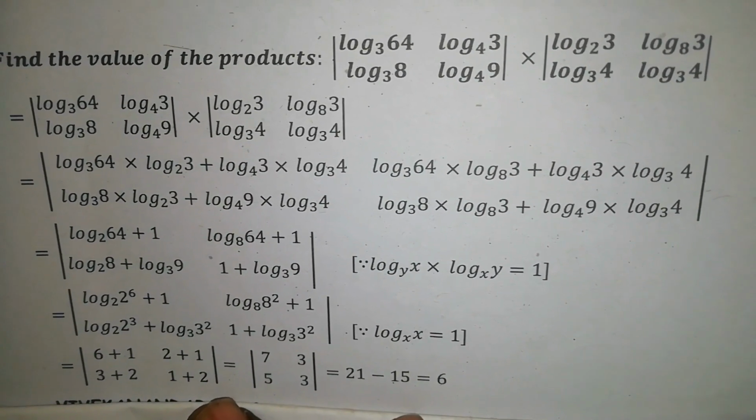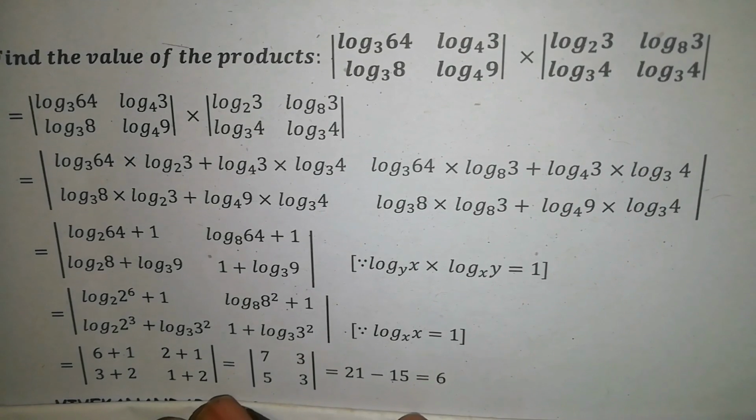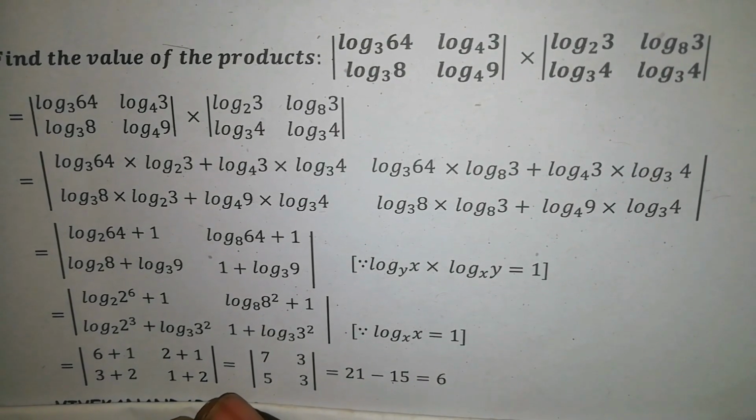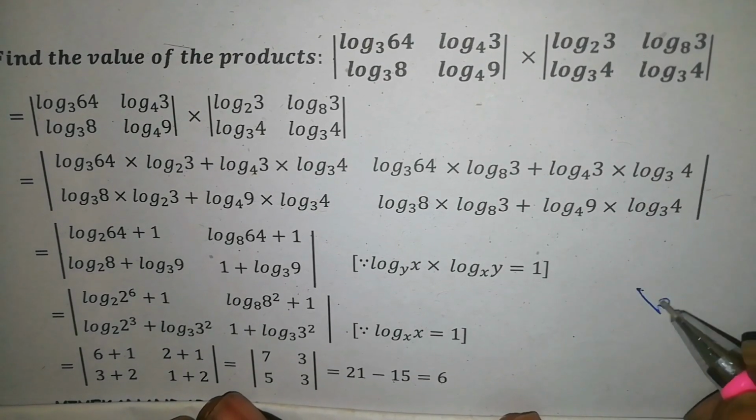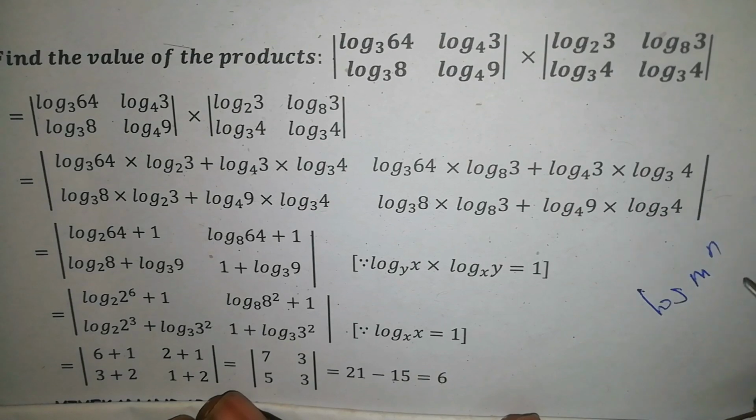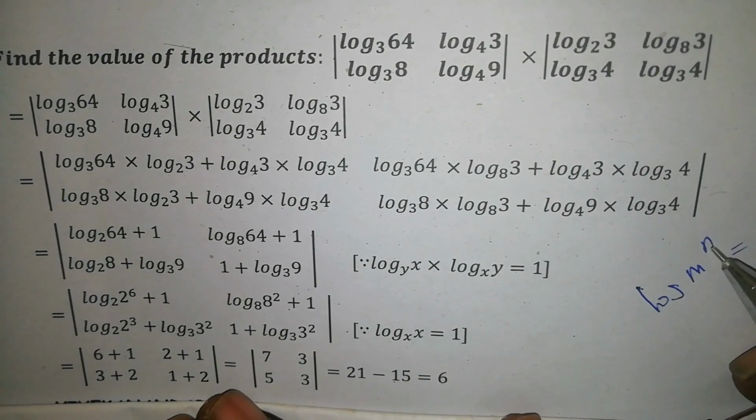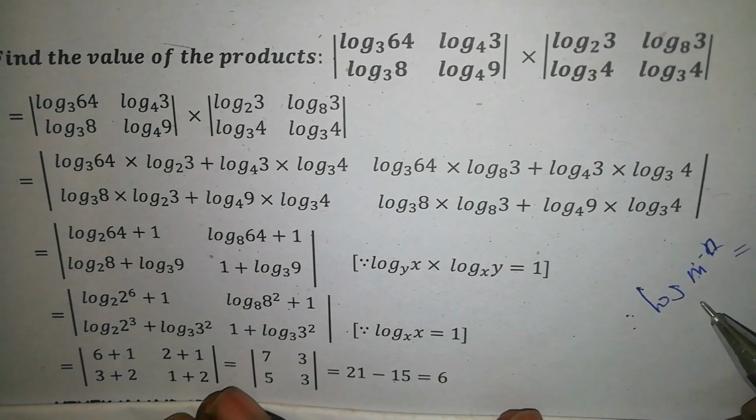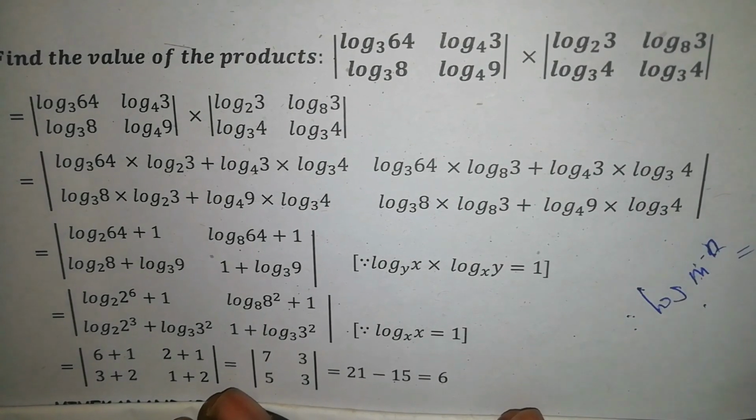Now find the value of the products. Here logarithms are given. You know the logarithmic rule: log m power n is equal to n log m. The power will come in front, so log of m power n means n log m.